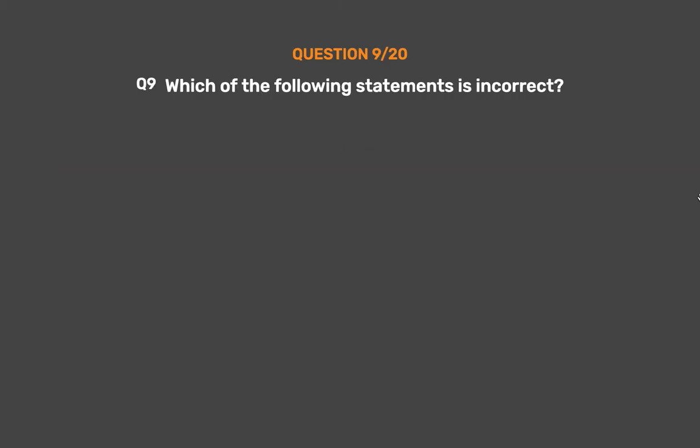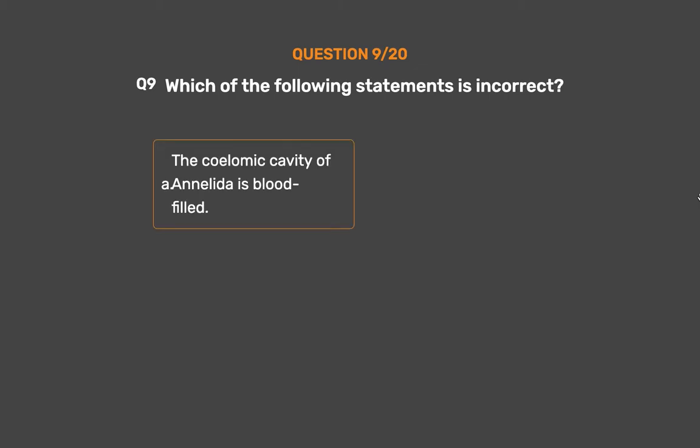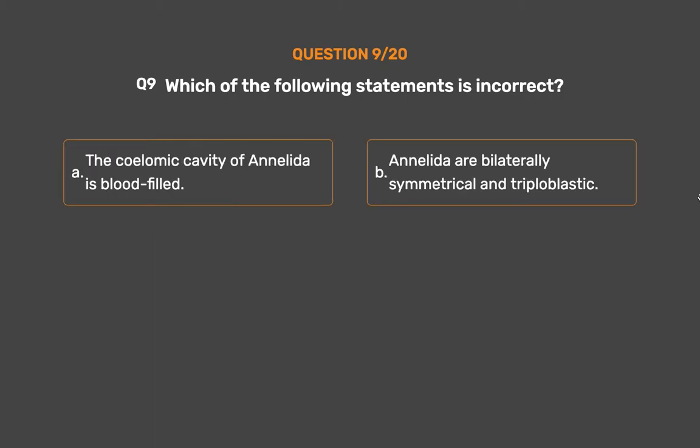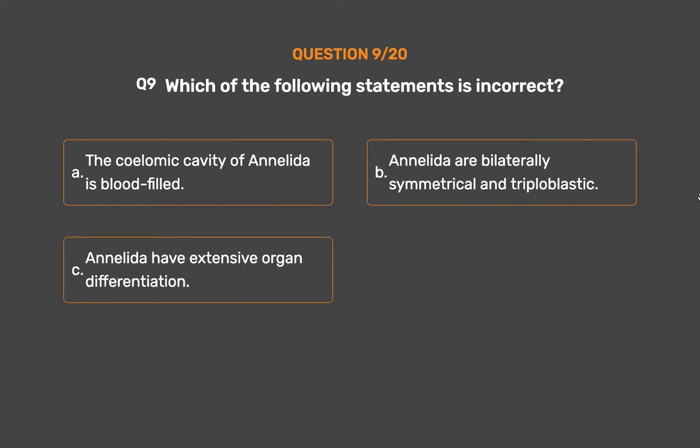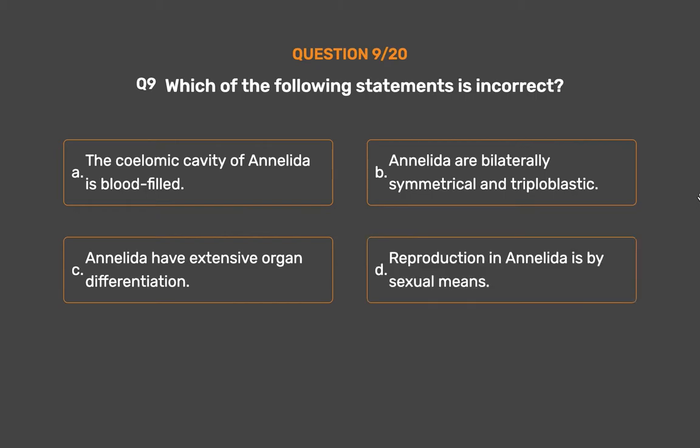Question number 9. Which of the following statements is incorrect? Option A. The coelomic cavity of annelida is blood-filled. Option B. Annelida are bilaterally symmetrical and triploblastic. Option C. Annelida have extensive organ differentiation. Option D. Reproduction in annelida is bisexual.